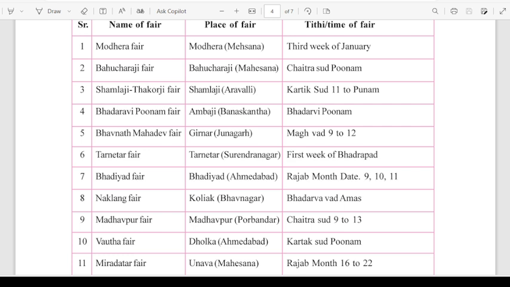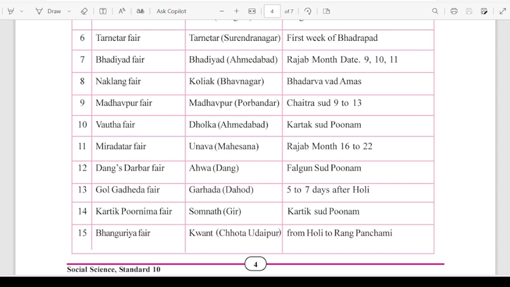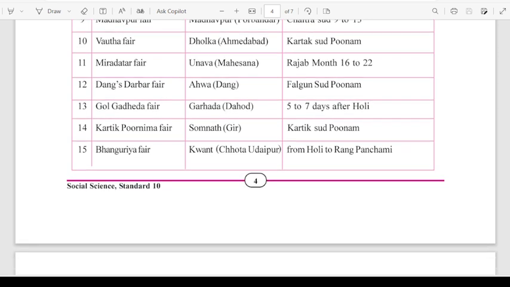Naklang fair, Kolyak, Bhavnagar, Bhadarva Vad Amas. Madhavpur fair, Madhavpur, Porbandar, Chaitra Sud 9 to 13. Vautha fair, Dholka, Ahmedabad, Kartak Sud Poonam. Miradatar fair, Unava, Mehsana, Rajab month date 16 to 22. Dang Darbars fair, Ahwa, Dang, Falgun Sud Poonam. Golgadhera fair, Garbada, Dahod, 5 to 7 days after Holi. Kartik Purnima fair, Somnath, Gir, Kartik Sud Poonam. Bhanguria fair, Kwant, Chota Udaipur, from Holi to Rang Panchami.